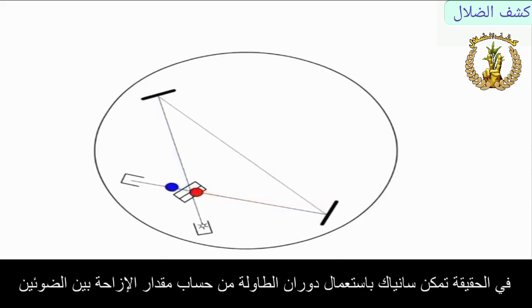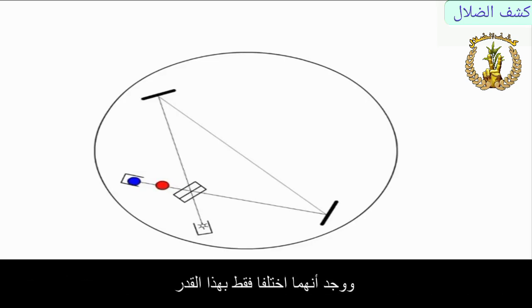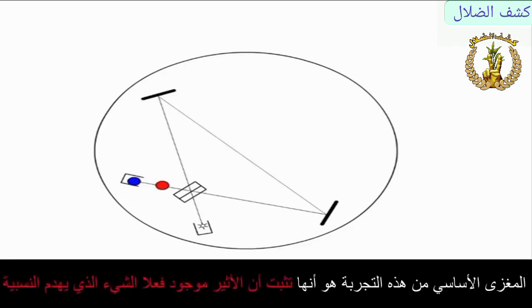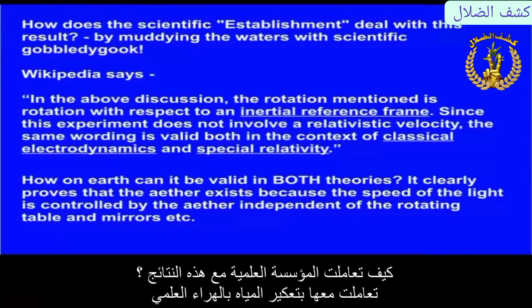In fact, Sagnac, using the speed of the rotation of the table, calculated how much the fringes should change, and found that they did change by just that amount. The crucial feature of this experiment is that it demonstrates that the ether does exist, which demolishes relativity. How does the scientific establishment deal with this result? By muddying the waters with scientific gobbledygook.